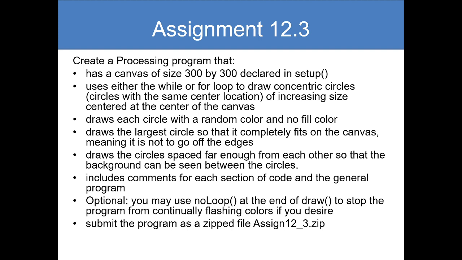You can use either a while or a for loop to draw concentric circles, which are circles that have the same center location, that should increase in size and should be centered at the center of the canvas. Draw each with a random color and have no fill color. Draw the largest circle so that it completely fits on the canvas, meaning it doesn't go off the edges. It should only get to the complete edge. And draw the circles spaced far enough apart so that the background can be seen between each one.